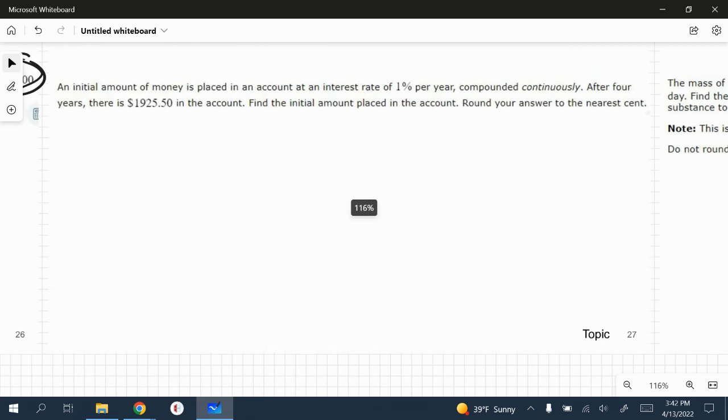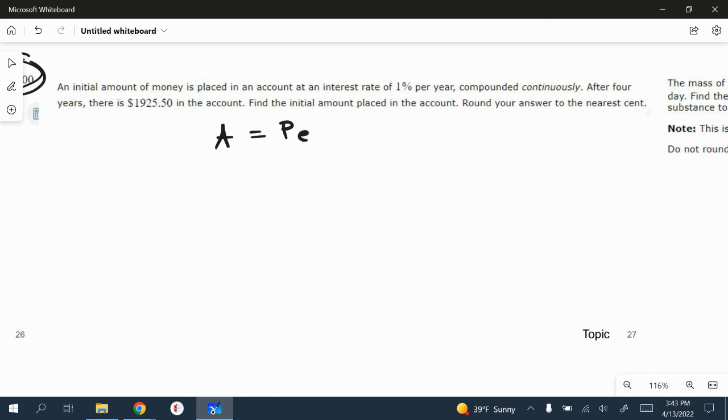On topic 27, an initial amount of money is placed in an account at an interest rate of 1% per year compounded continuously. Whenever you see this word continuously, we've got to have a little bit of an alarm going off in our head. We're going to do a different formula for this. This formula is A equals P e to the r times t power. A lot of people call it PERT, and that's basically it. We're going to fill in what we know.